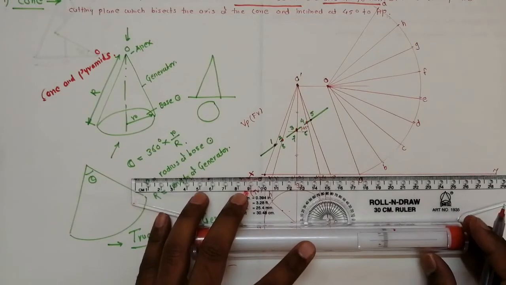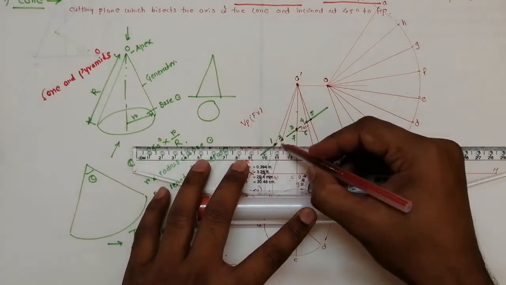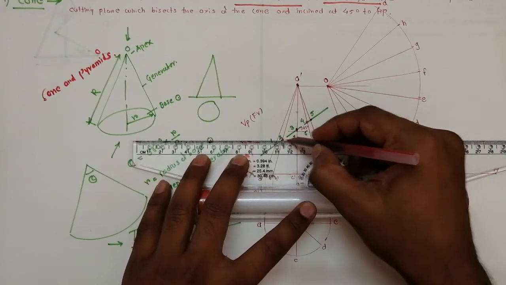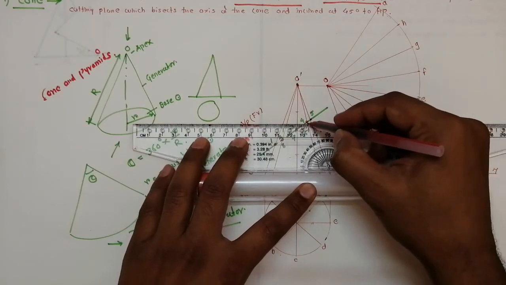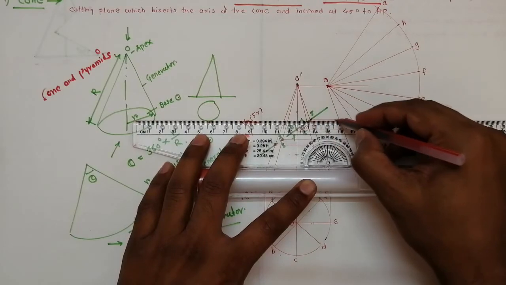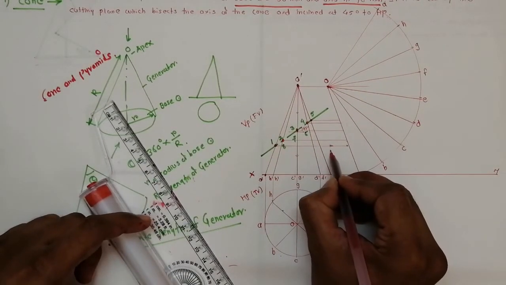So the method to transfer the intersection is, now you transfer these intersections onto the generator. So this is 1, then this is 2 and 8, this is 3 and 7, this is 4 and 6, and this is 5. Okay, so this is for 1.